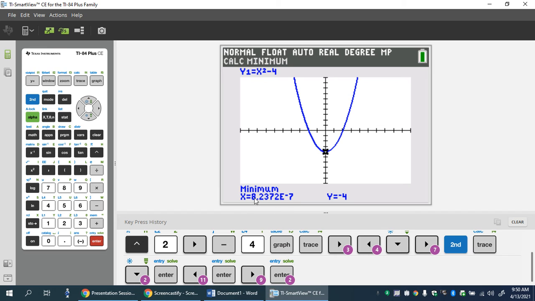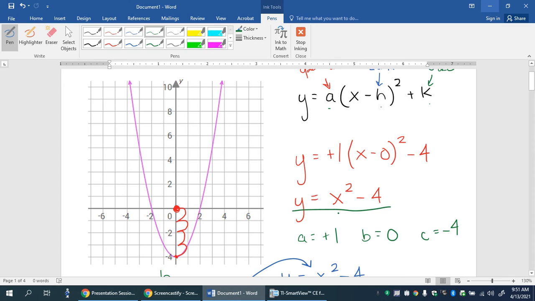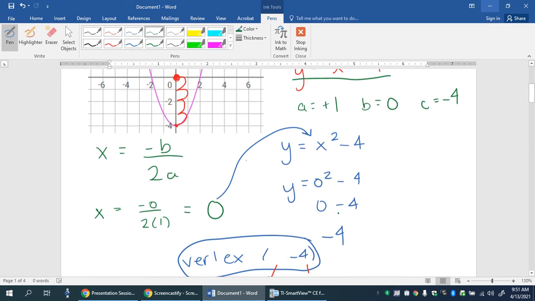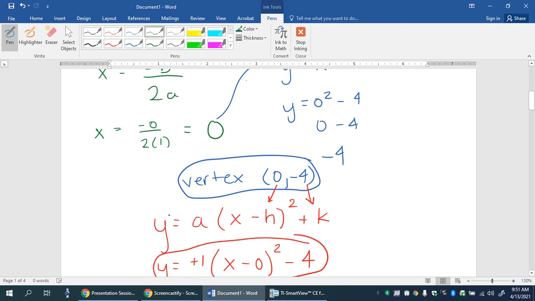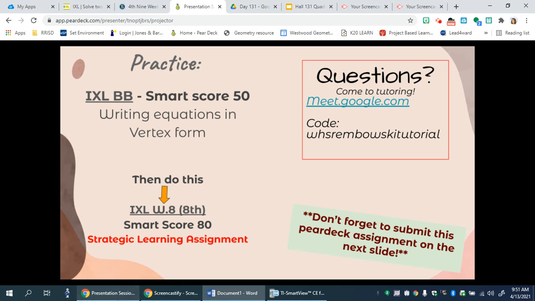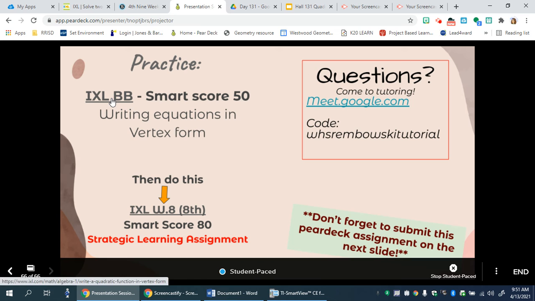So negative 7 means it goes back 7 spaces. So it'd be 0.000008, which is basically 0. So in that case, your vertex is 0, negative 4. Like all of this work we just did, and then you can plug the vertex in. So I'll show you what I mean on your homework as well.